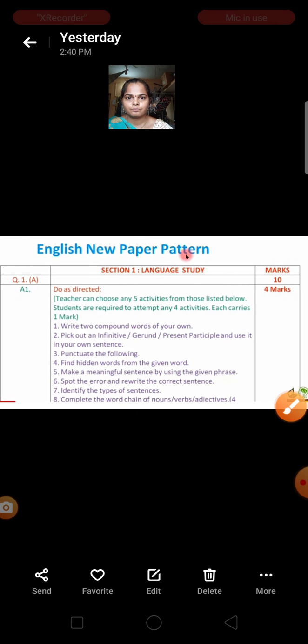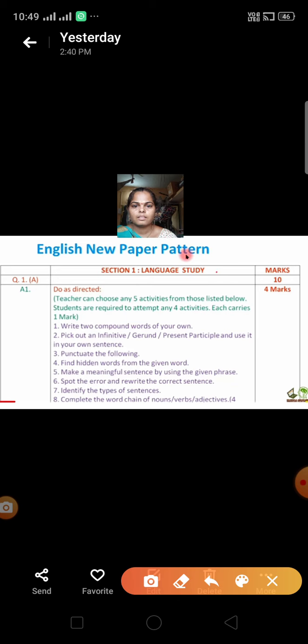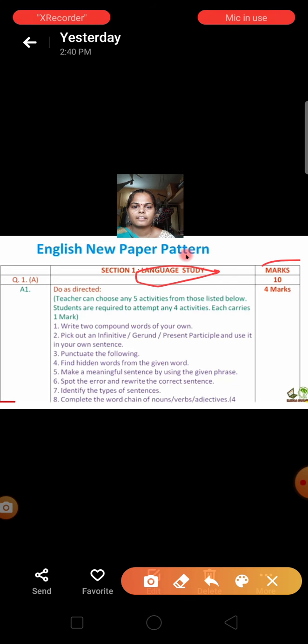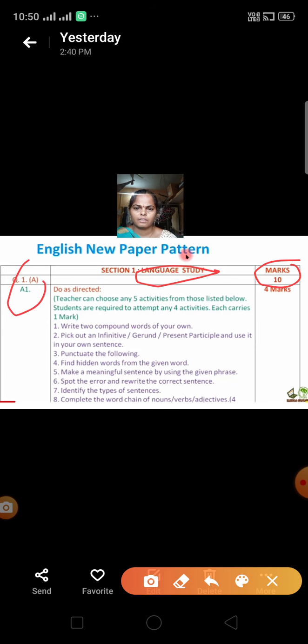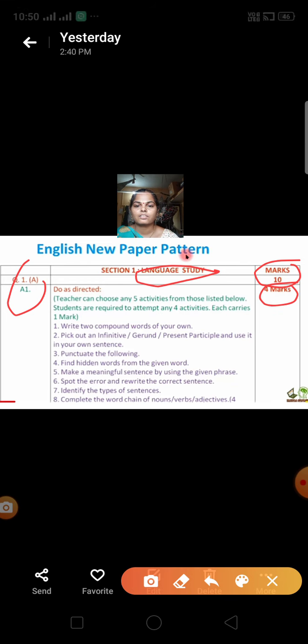See, look here. First section is language study and it is for 10 marks, okay. First question A is do as directed. In it you will get 10 activities and from all these 10 activities you have to solve any 4 activities, and here one activity is for 1 mark, okay, means 4 activities for 4 marks. Understood? So let's see which activities you have here.